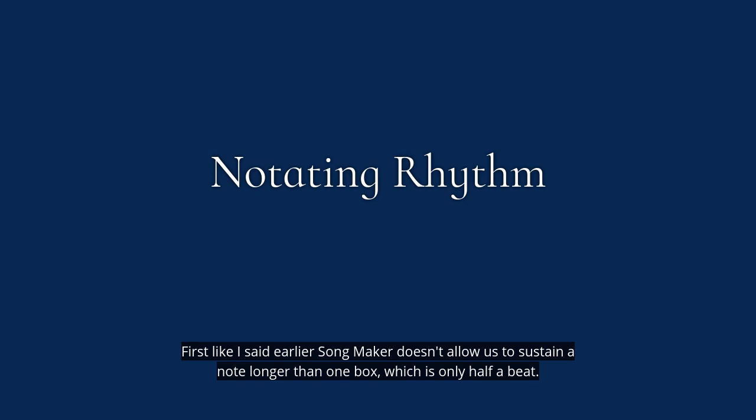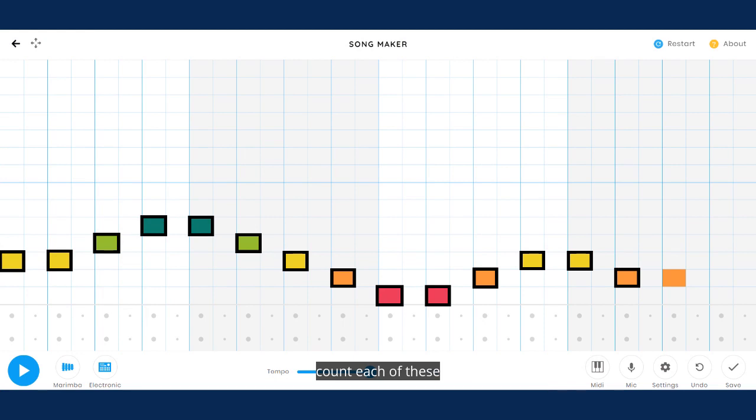First, like I said earlier, Songmaker doesn't allow us to sustain a note longer than one box, which is only half a beat. We will just have to use our imagination as to whether or not we want to rest. At this point, we're going to count each of these as a full quarter note.